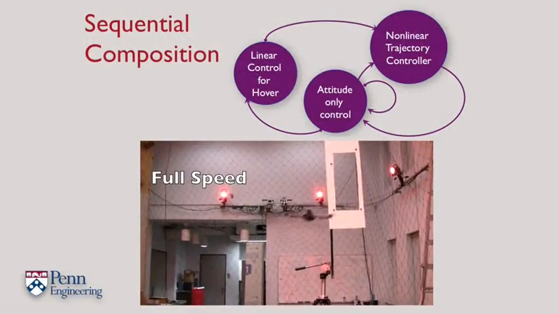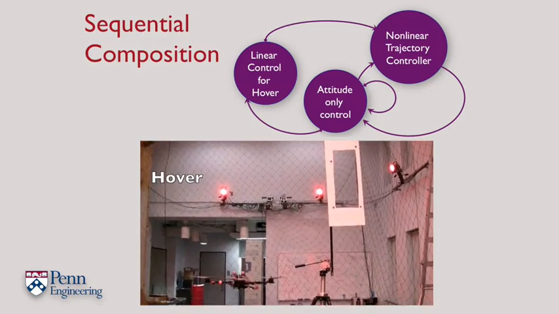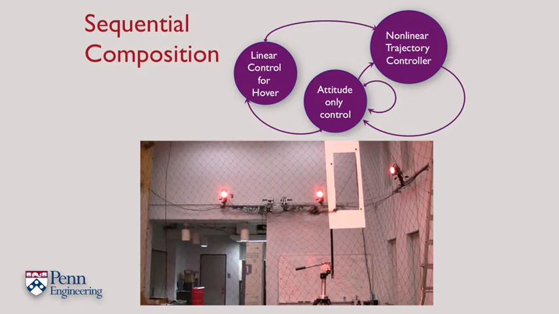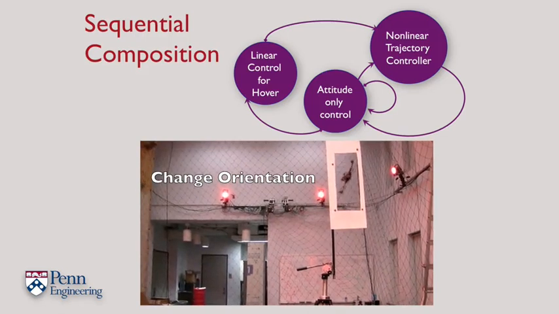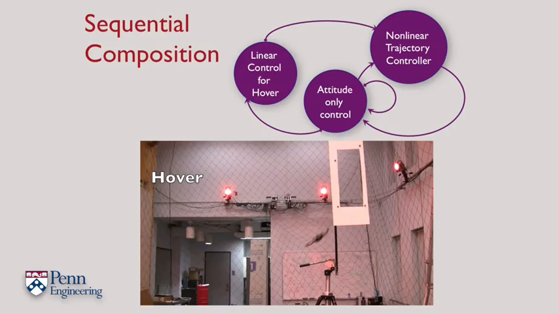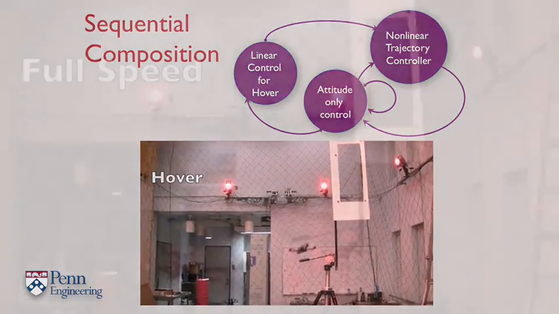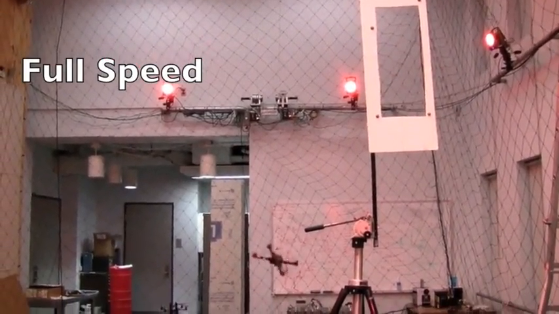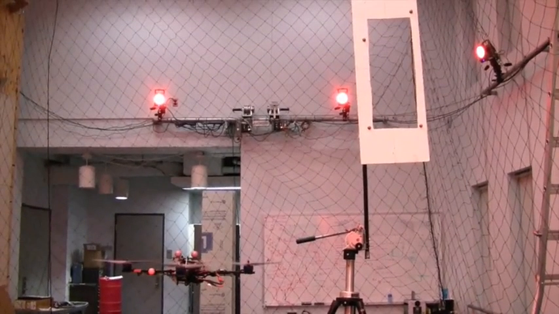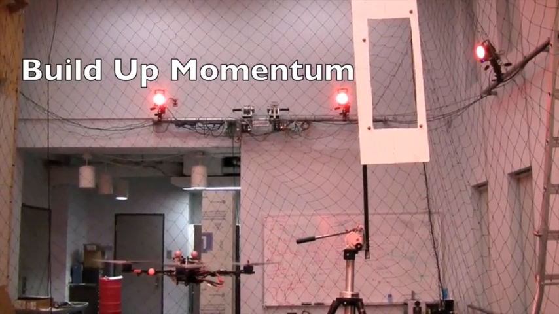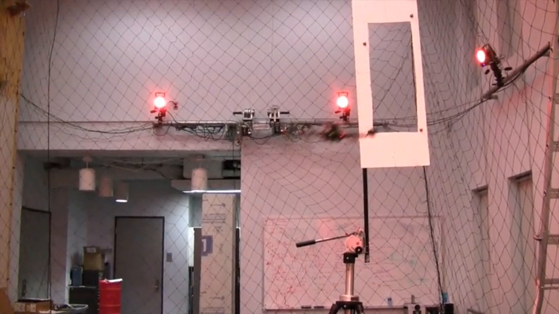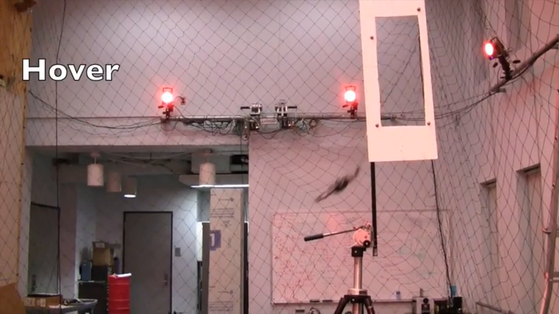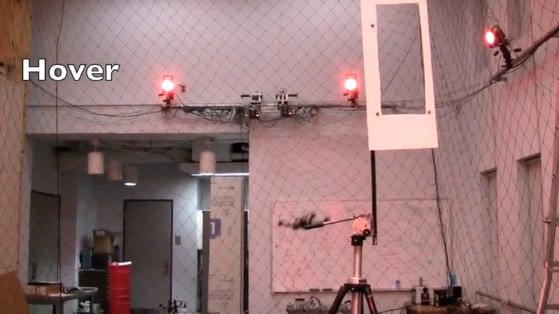In this experiment, our nonlinear trajectory controller is used along with two other controllers, the first one being the linearized hover controller and the second being a rotation controller or an attitude controller. By piecing together these three controllers, the robot is able to gather momentum before twisting its body to go through this window whose width is only a few centimeters more than the height of the robot.